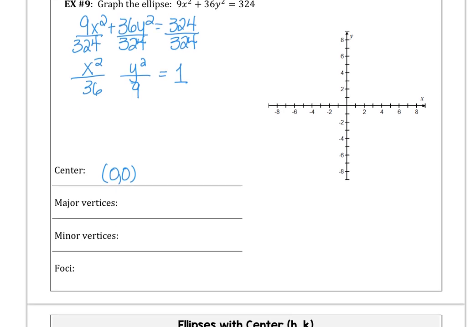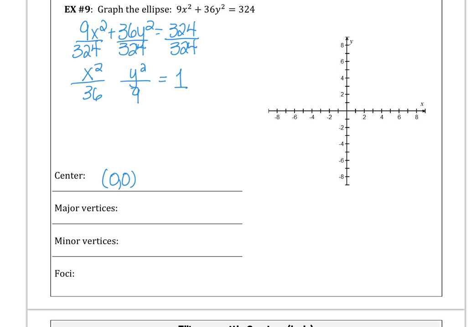Our vertices are going to be on the horizontal because this is our a value. A squared is the largest, and b squared is next. And we'll find the c by doing the square root of a squared minus b squared. So the major vertices are at 6. A is 6. Let's write this down. A is 6. B is 9.